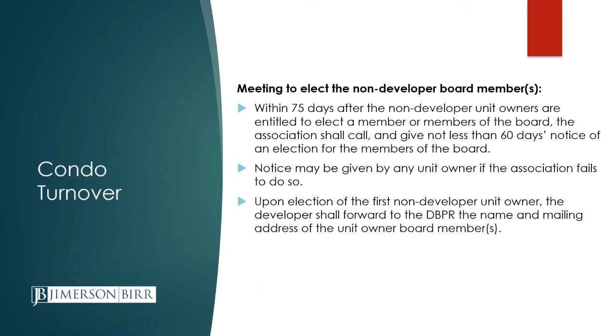Then upon election of the first non-developer unit owner, the developer shall forward to the DBPR the names and mailing addresses of the unit owner board members. So after you've got that first turnover board, it's the association that is supposed to turn that information over.